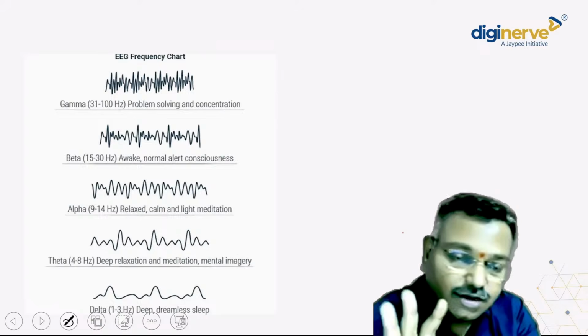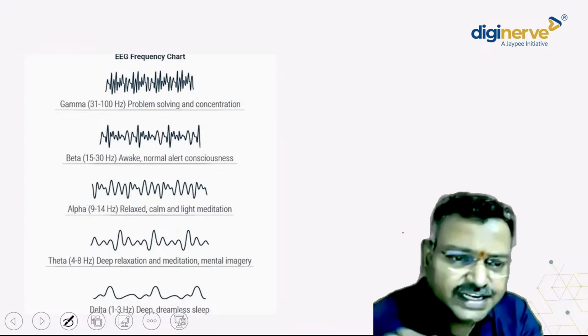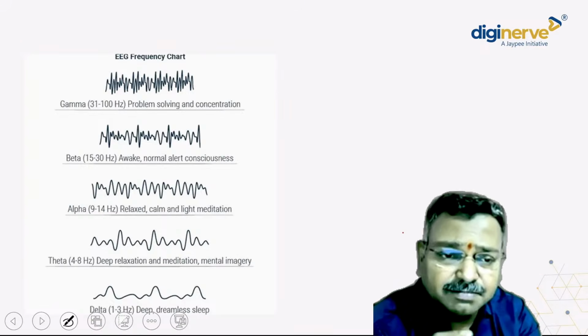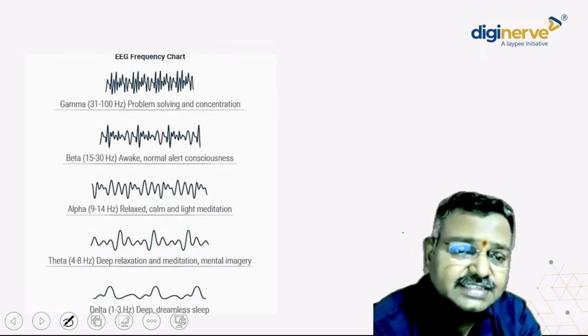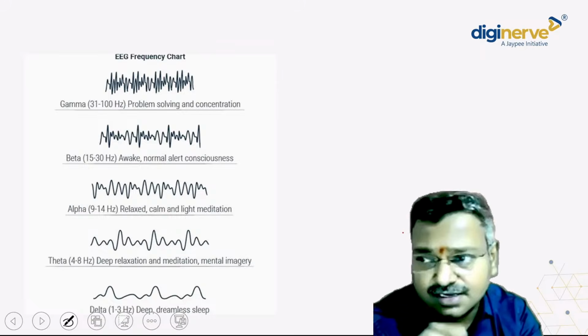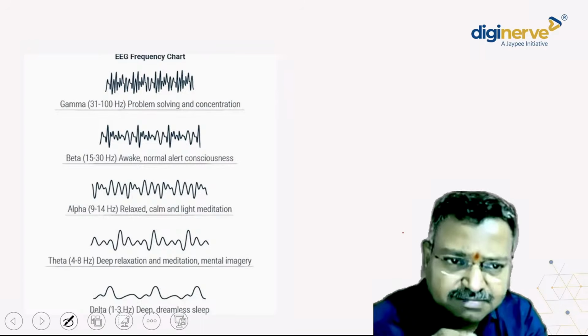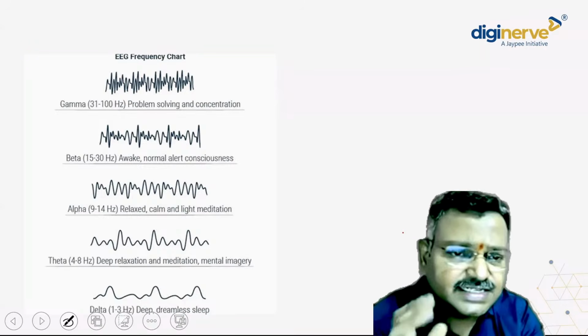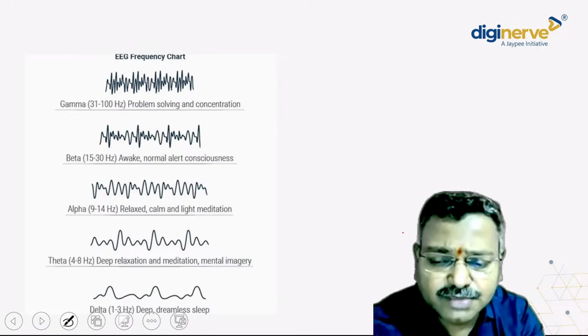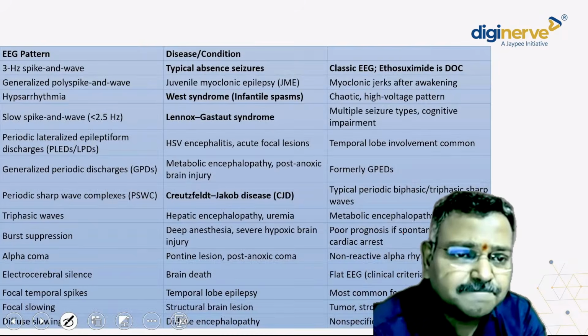Alpha wave is the common relaxed calm wave, 9 to 14 hertz. Awake waves are the beta waves that you see, 15 to 30 hertz. And in gamma waves is where you have problems: seizures, etc. Irritable, 31 to 100 hertz is the gamma wave. So these are the common EEGs that can be seen.